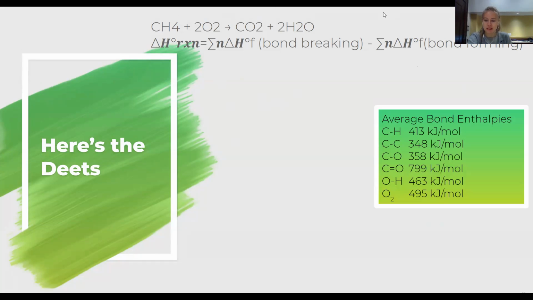All right, that should have been enough time to pause it. If not, you can just pause it while I'm talking. So we're going to take this equation that we've already talked about, and we have these average bond enthalpies. Like I said earlier, you'll have this little chart. No matter what problem you're looking at, you're going to have the related bond enthalpies.